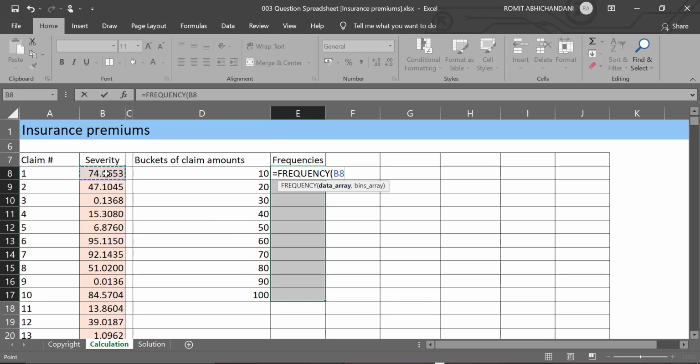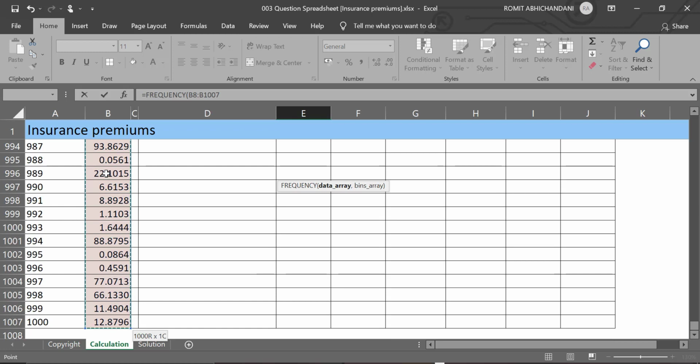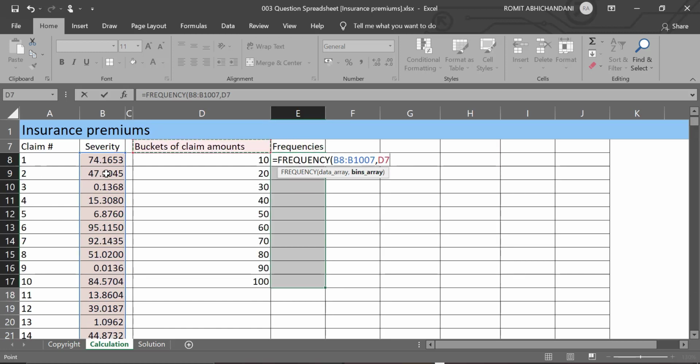So first of all, let me select the severity data. I'll select here and press control shift down, which selects the entire thing. Then I press comma, so I move to the next argument, that is bins array. For bins, I will put my cursor here and then do control shift down. Okay, so all of them are selected. Then I close the bracket, but I don't press enter. I will have to press control plus shift and enter.